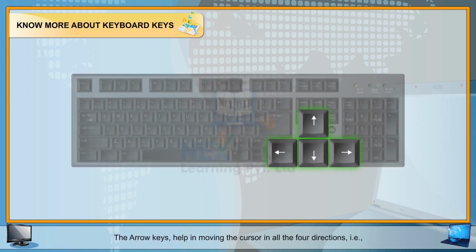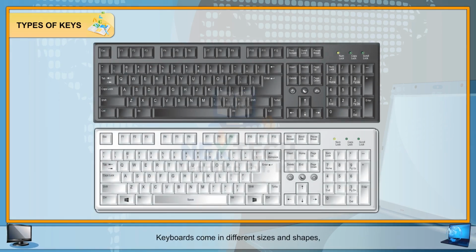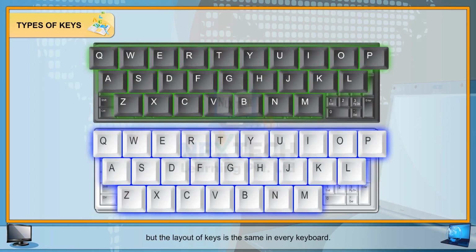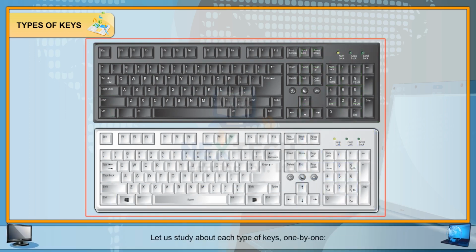The arrow keys help in moving the cursor in all the 4 directions, that is, left, right, top and bottom. Now let's discuss different types of keys in detail. Keyboards come in different sizes and shapes, but the layout of keys is the same in every keyboard. The keys on a keyboard are commonly divided into alphabets, numbers, and special keys. Let us study about each type of keys one by one.